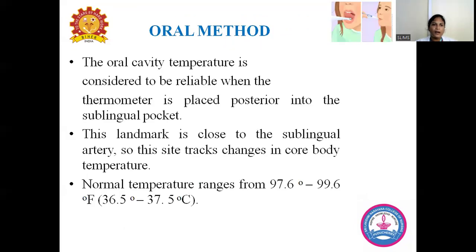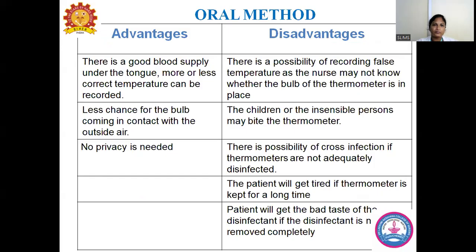So the oral method: the oral cavity temperature is considered to be reliable when the thermometer is placed posteriorly into the sublingual pocket. This landmark is close to the sublingual artery, so this site tracks changes in core body temperature. Normal temperature ranges from 97.6 to 99.6 degrees Fahrenheit, that is 36.5 to 37.5 degrees Celsius.